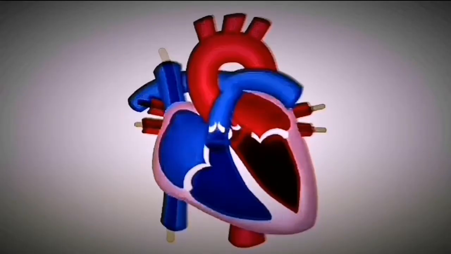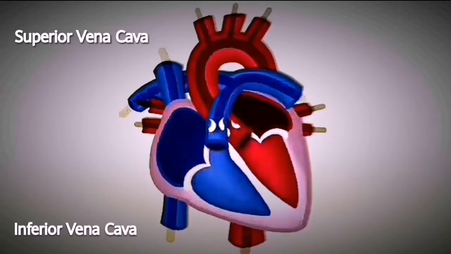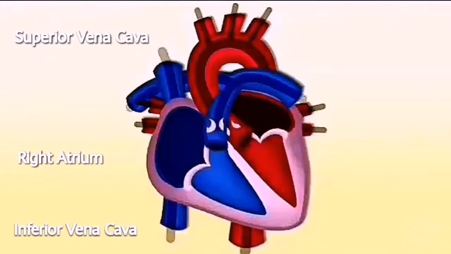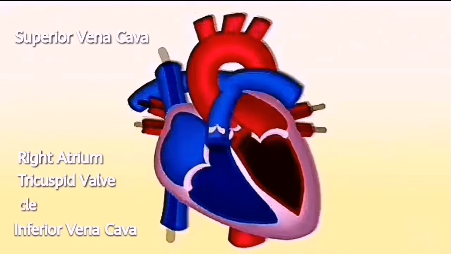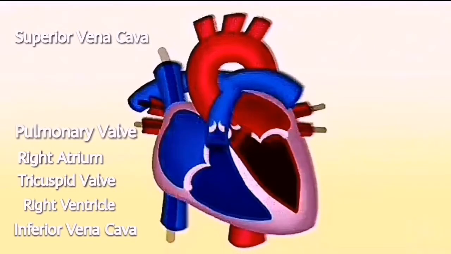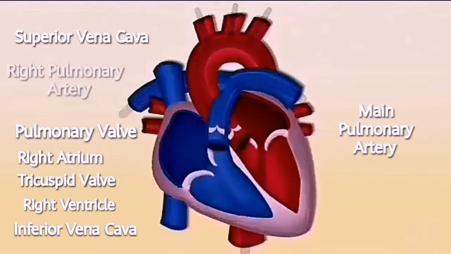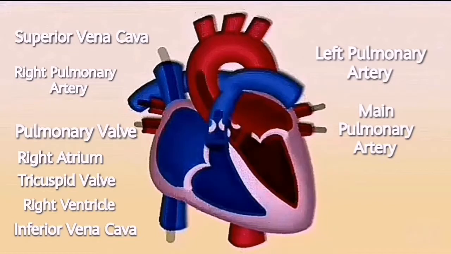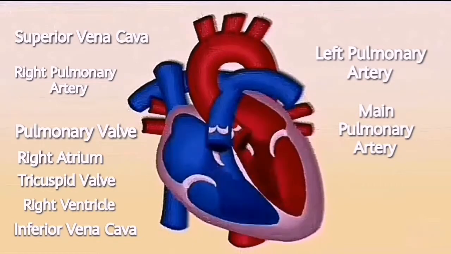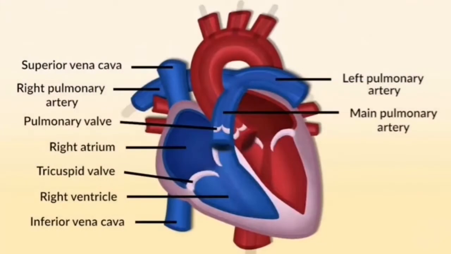The right side of the heart receives venous blood from the body through the superior and inferior vena cava, which enter the right atrium. Blood flows through the tricuspid valve into the right ventricle. Blood leaves the right ventricle through the pulmonary valve into the main pulmonary artery. The pulmonary artery divides into the right and left pulmonary arteries to transport deoxygenated blood from the right side of the heart to the right and left lungs. The pulmonary arteries branch further into the pulmonary capillary bed where oxygen and carbon dioxide exchange occurs.